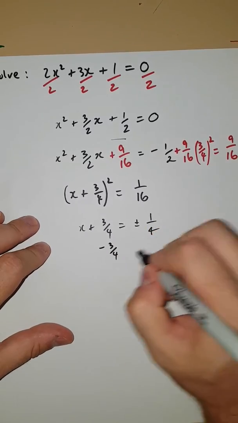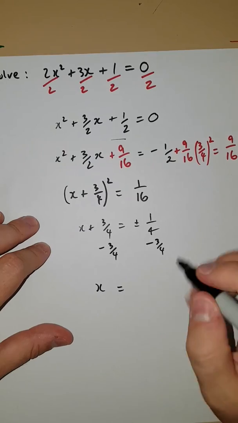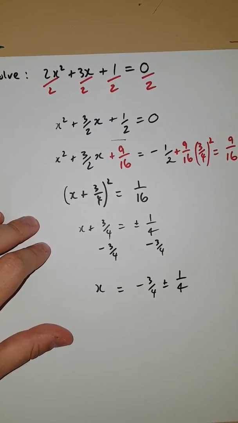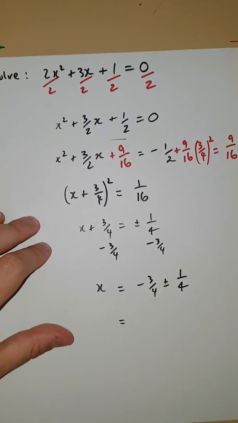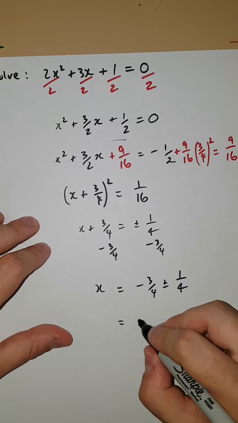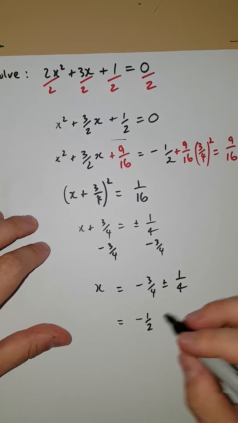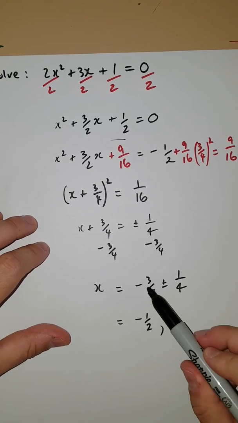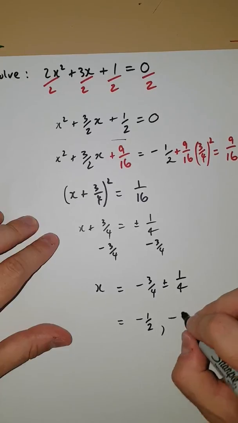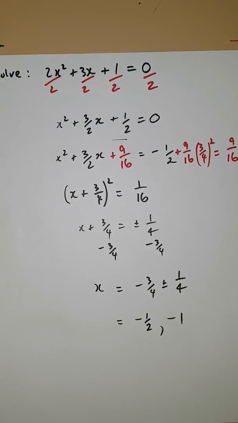So when we take 3/4 from both sides, we end up with x is equal to minus 3/4 plus or minus 1/4. We'll do the plus version first. It's negative 3 plus 1, which is negative 2 over 4, which is negative 1/2. Do these with your calculator to be sure. And then the subtraction: minus 3 take 1, which is minus 4 over 4, which equals minus 1. So we have two solutions here of minus 1/2 and minus 1.